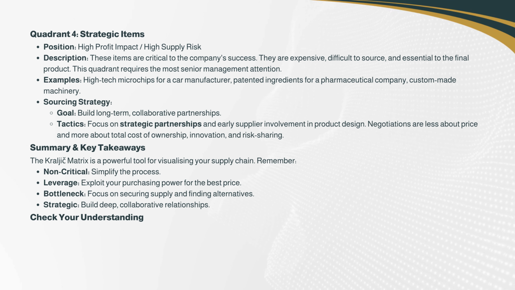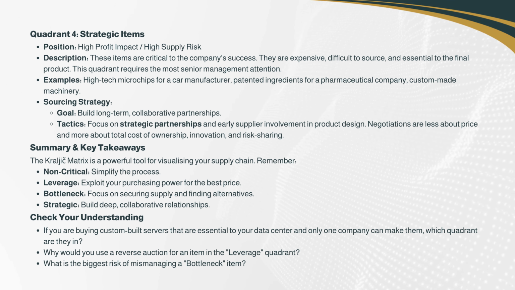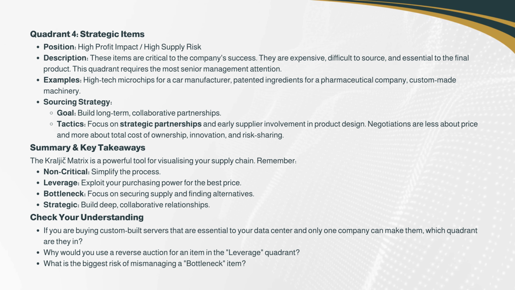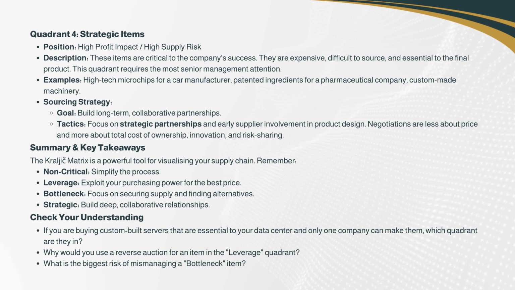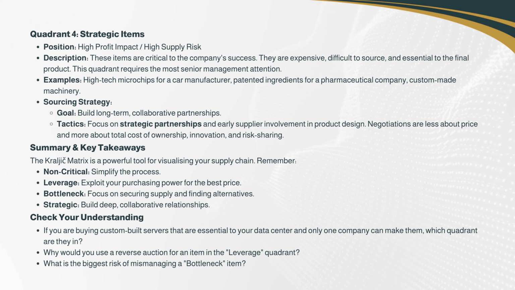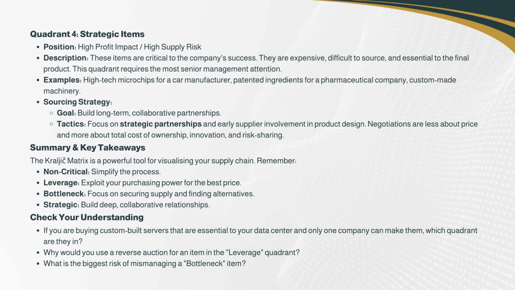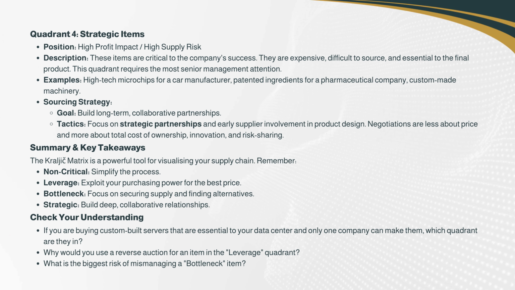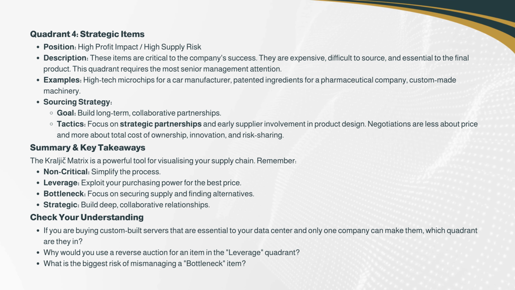Check your understanding. If you are buying custom-built servers that are essential to your data center and only one company can make them, which quadrant are they in? Why would you use a reverse auction for an item in the leverage quadrant? What is the biggest risk of mismanaging a bottleneck item?